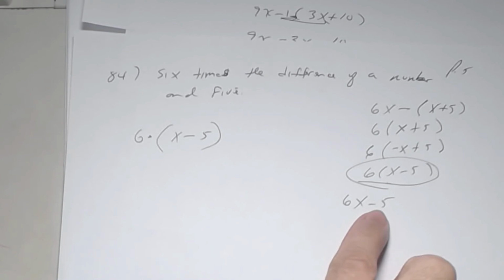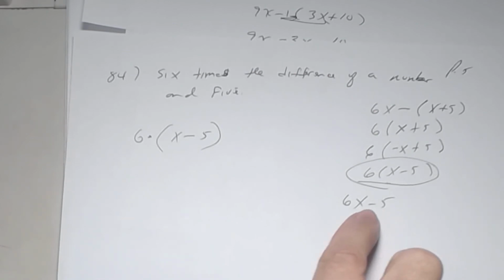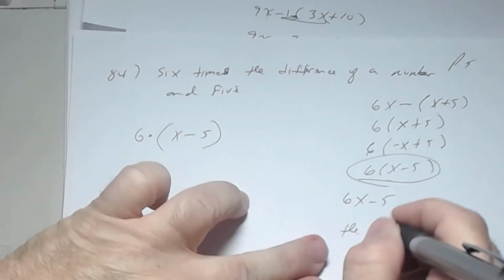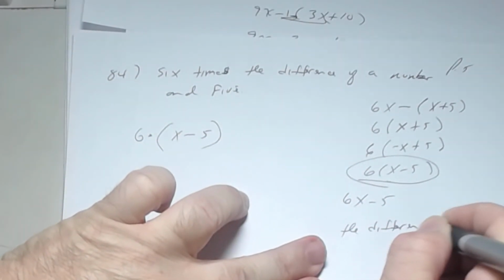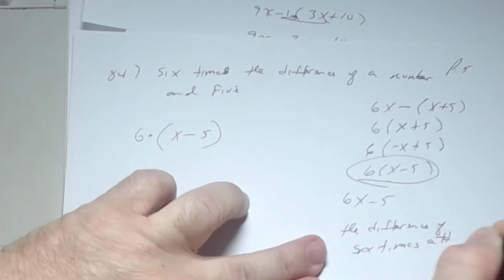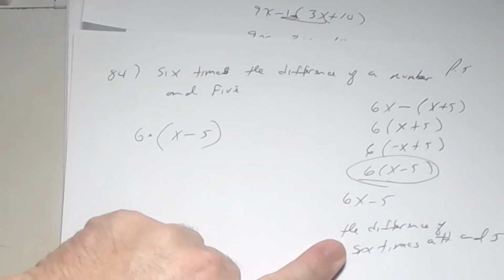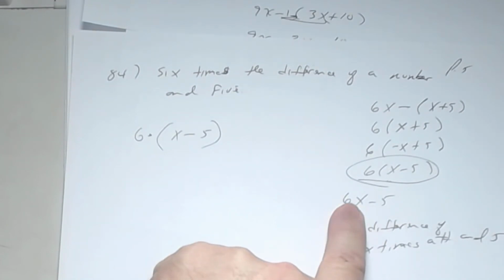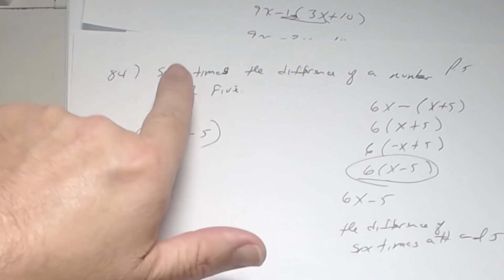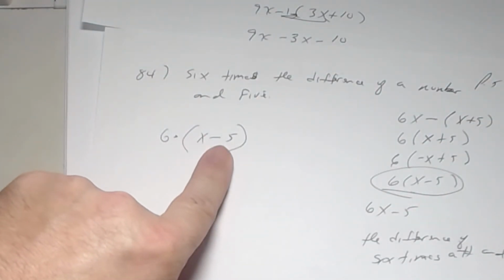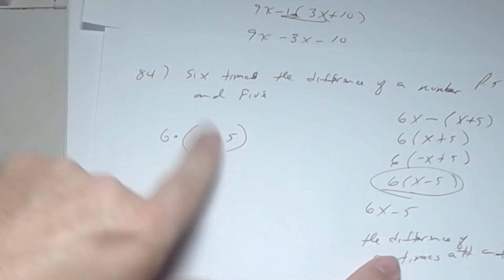This right here says the 6 times a number. This right here is the difference of 6 times a number and what? And 5. That's what that is. So that is the difference of 6 times a number and 5. That's not what this says. This says 6 times what? The difference of a number and 5. Okay, see the order in which it's written.